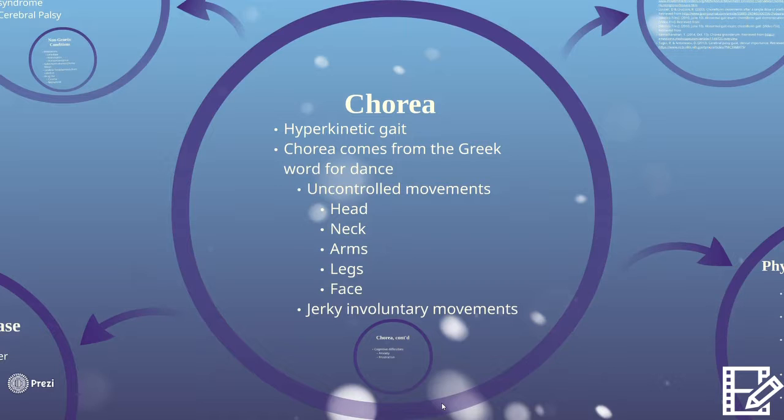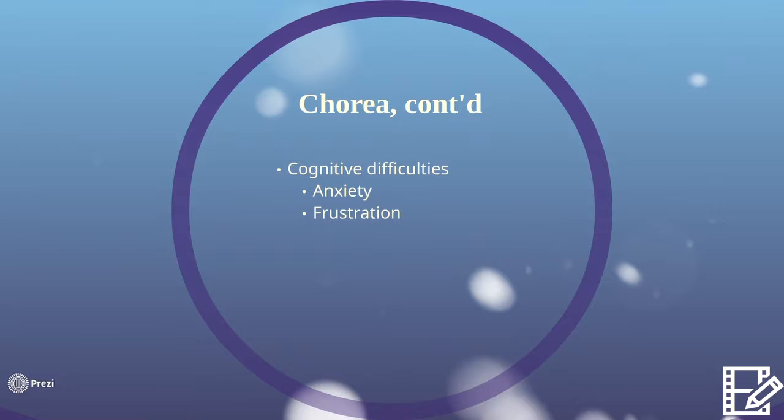The trademark characteristics of this gait are jerky and involuntary movements, usually in both upper and lower extremities. Due to cognitive difficulties when problem solving, these uncontrollable movements get worse with anxiety and frustration. So therefore you want to create a calming environment when treating a patient with chorea, which we'll discuss later during PT intervention.